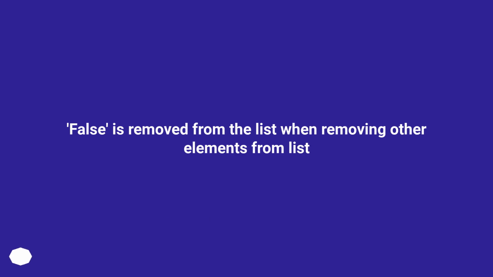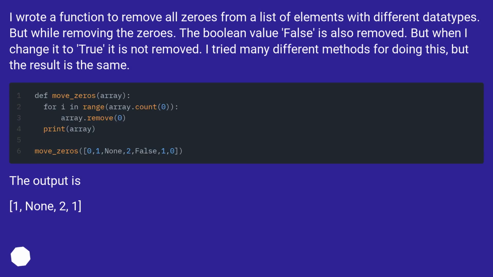False is removed from the list when removing other elements from the list. I wrote a function to remove all zeros from a list of elements with different data types. But while removing the zeros, the Boolean value false is also removed. But when I change it to true, it is not removed. I tried many different methods for doing this, but the result is the same.